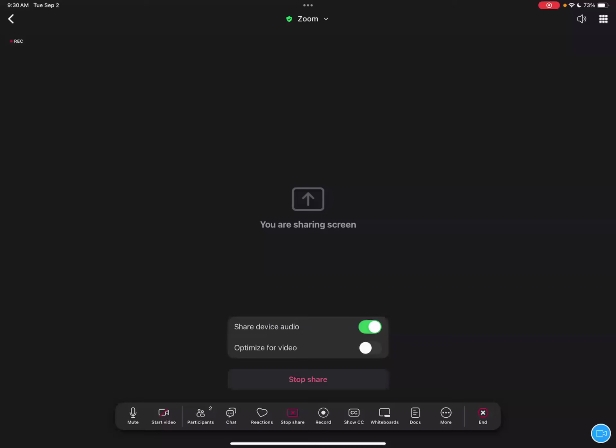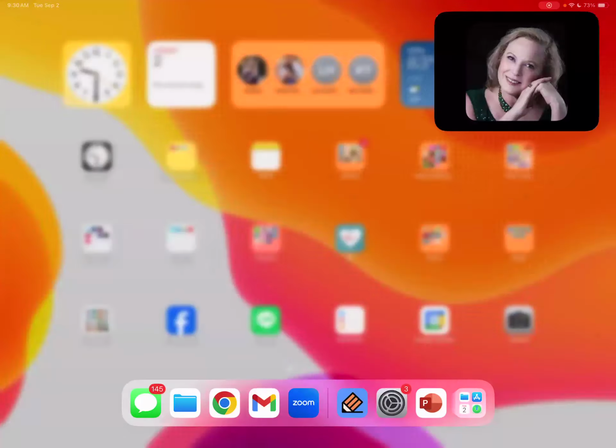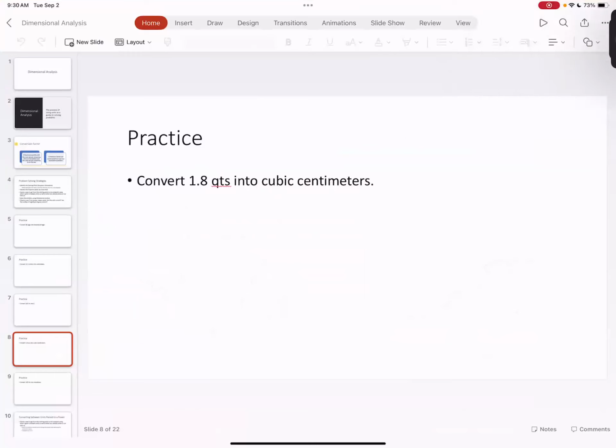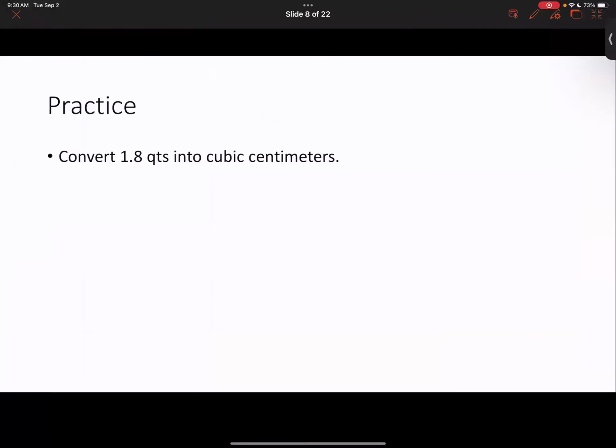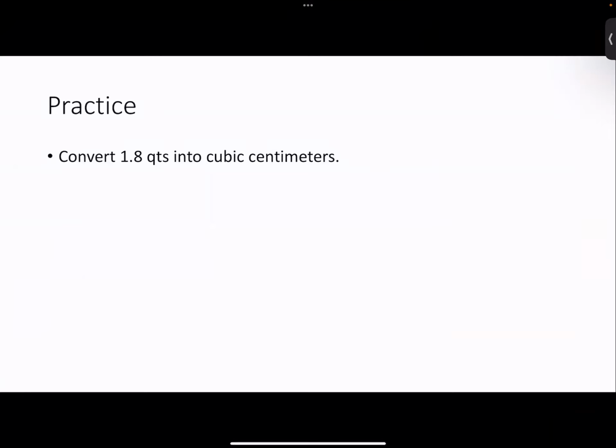Today we are going to continue with conversions. On Thursday of last week, we started performing some conversions. Today, we're going to continue that process.